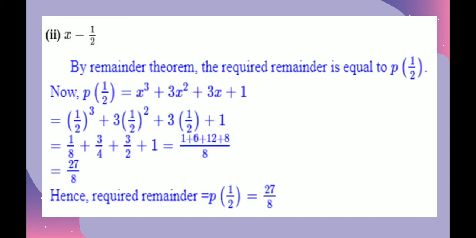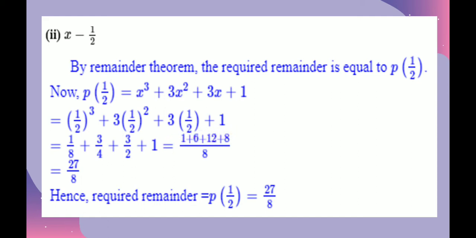Now, second part, x minus 1 by 2. By remainder theorem, the required remainder is equal to p of 1 by 2. Now, p of x is equal to x cube plus 3x square plus 3x plus 1. Now, we are replacing x with 1 by 2. So, (1 upon 2) raised to the power 3 plus 3 multiply (1 upon 2) raised to the power 2 plus 3 multiply 1 upon 2 plus 1.